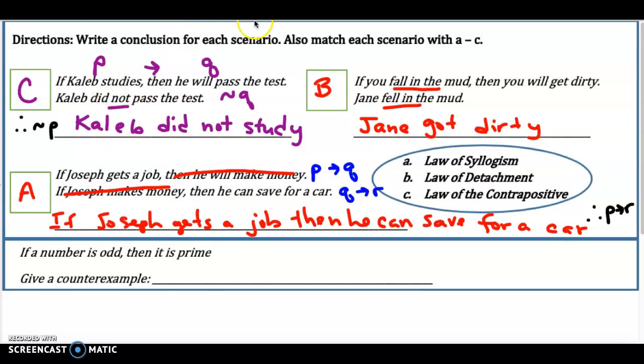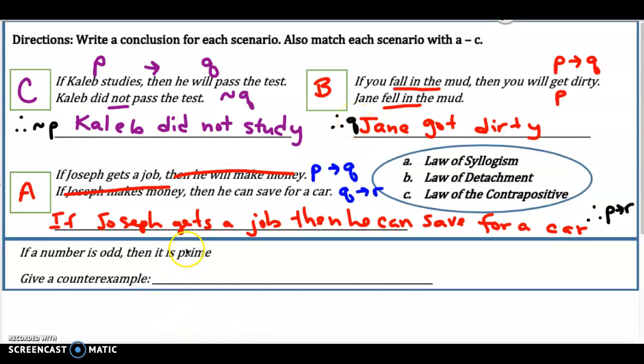And then our law of detachment in symbolic notation would say that we would have if you fall in the mud, you will get dirty. That's our P to Q. And then we were told that P, and so what we are assuming here is therefore Q.